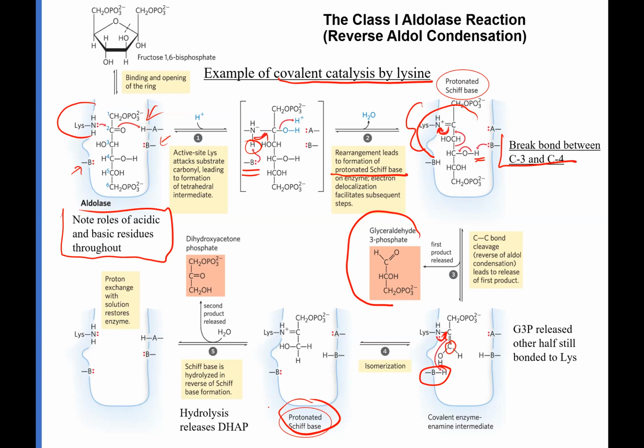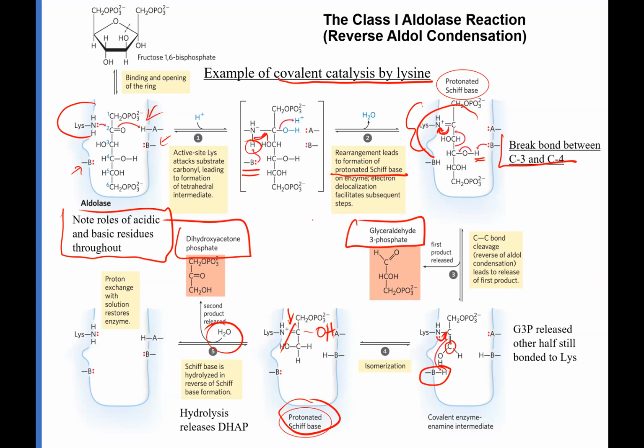So finally, this sets us up for the release of DHAP. And basically, it's just a hydrolysis reaction. Water comes in, and we get water added where this bond gets broken, and we get an OH group added here, right? And we get rid of this bond. So that gives us our second molecule, DHAP. So we cleaved between carbon 3 and 4, and we have our DHAP, and we have our G3P. Similar looking molecules, but not identical.